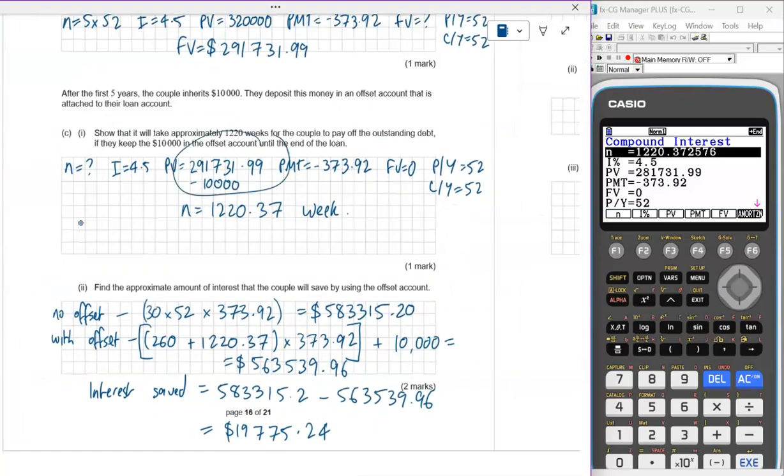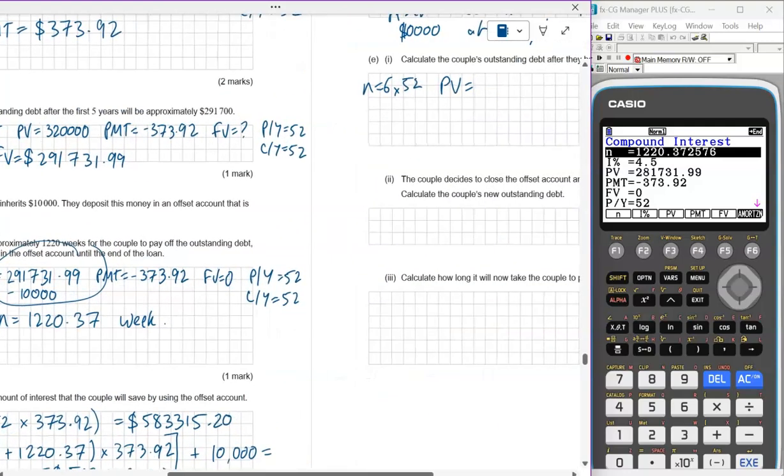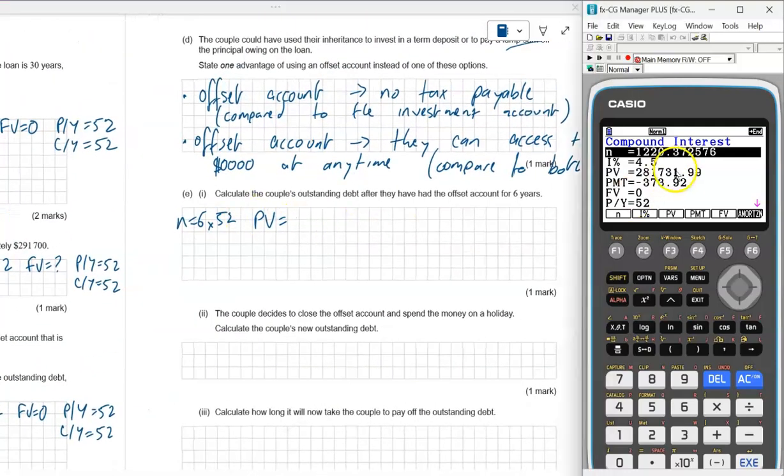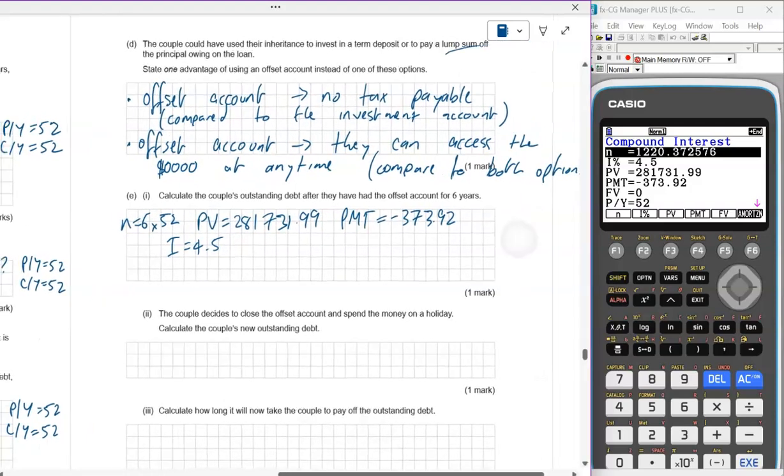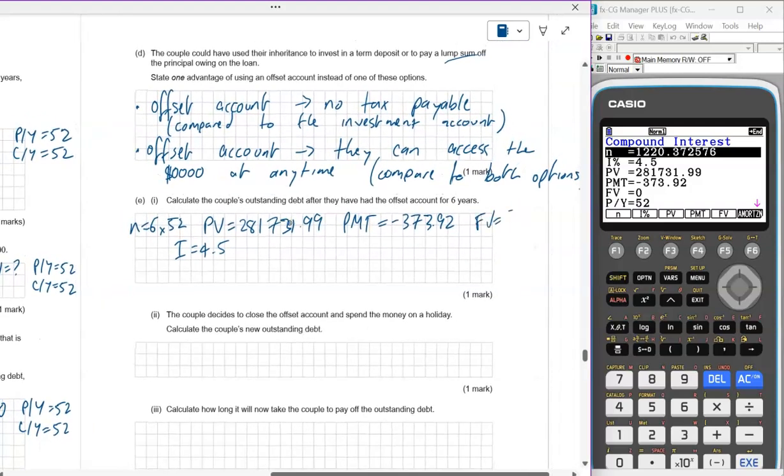So $281,731.99, which we already have in our graphics calculator here. I forgot to put the interest rate. So the interest rate is still, we're assuming, 4.5%. PMT, we're assuming, is still $373.92. Future value is what we're trying to work out here, with PY and CY also remaining at 52, we're assuming.